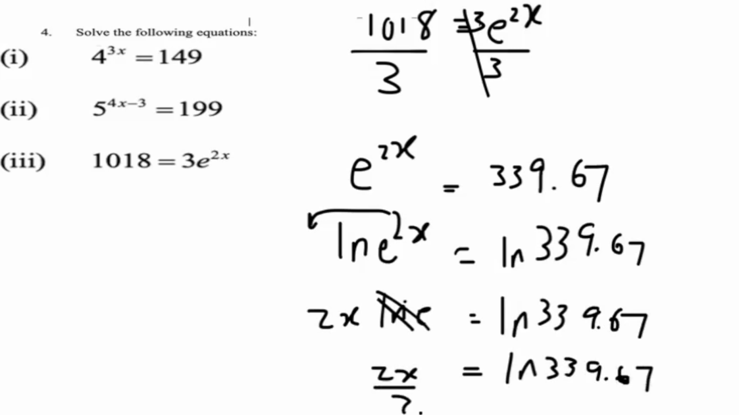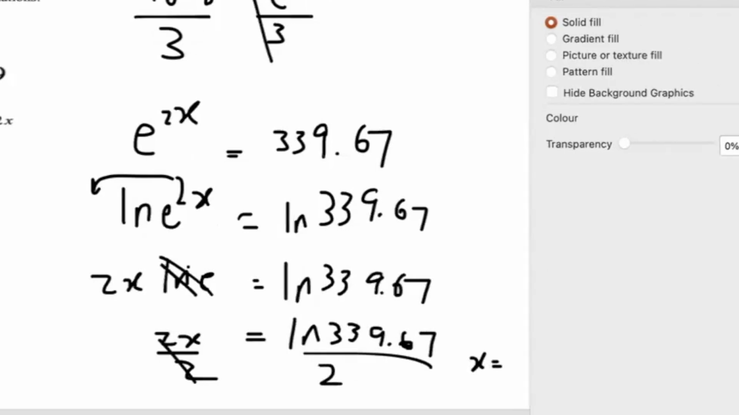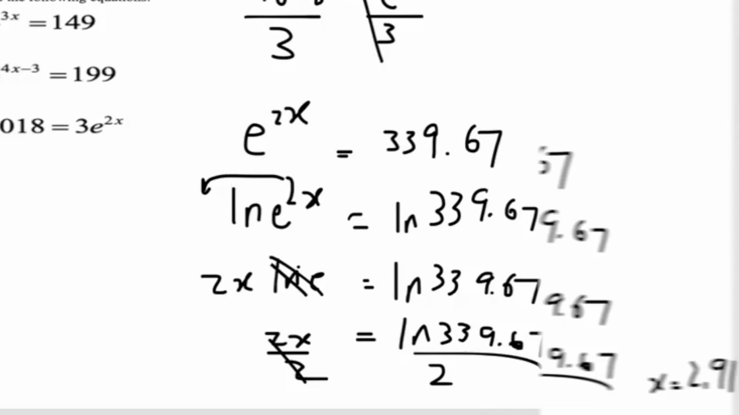So divide by 2. So this cancels. So that means x is equal to, and this is where we have to put this in our calculator. So ln is right beside log, so you have ln 339.67 divided by 2. So I'm going to round it off. So my answer is going to be 2.91. And that's it.